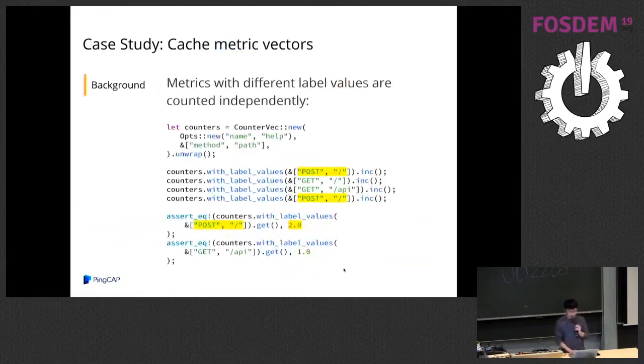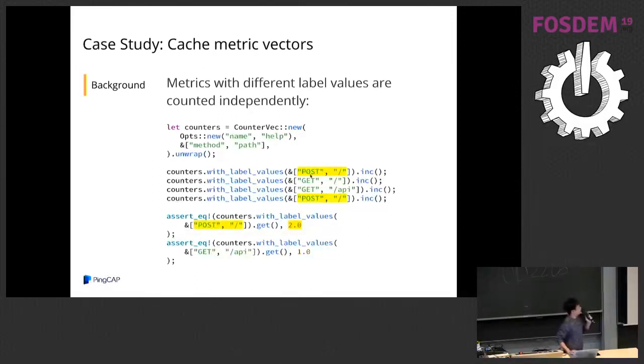And let's study another case, which is caching metric vectors. Also, let me introduce some background. As you may already know, metrics with different labels are counted independently. For example, here is code that creates a CounterVec with 2 labels. And then I use the label: I record with post slash, and record using get slash, and record using get slash API, and finally record using post slash.